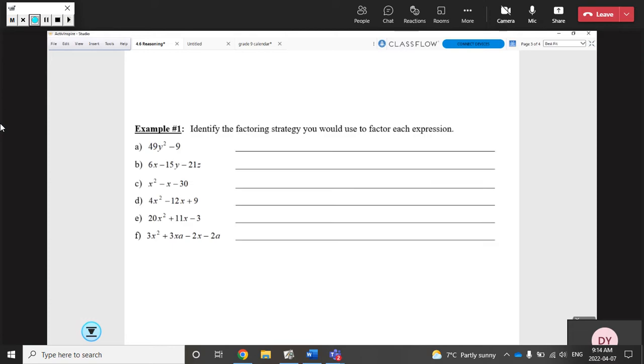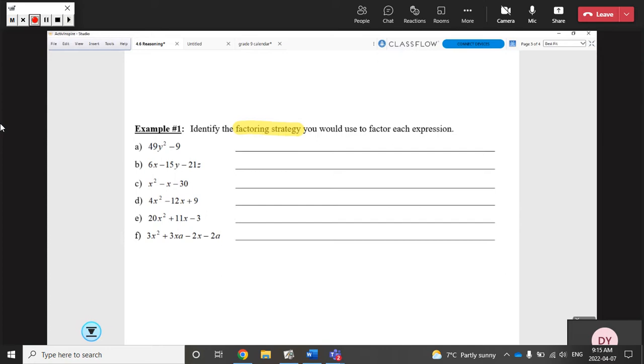Now, this lesson could be completely useless to you because you're already that good, or it might be like, oh, okay, that's kind of interesting. So it says here, identify the factoring strategy you would use to factor each expression. When they say factoring strategy, what they're talking about is: is this a difference of squares? Is this a simple trinomial? Is this a complex trinomial? Or might this be a group factoring one with 4 terms?